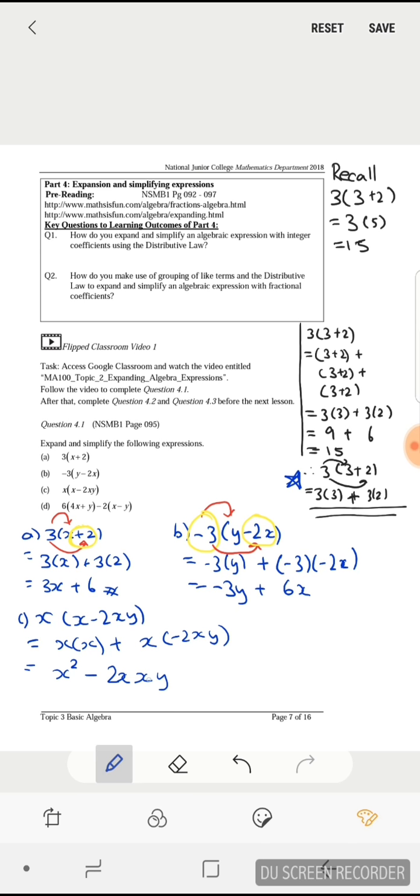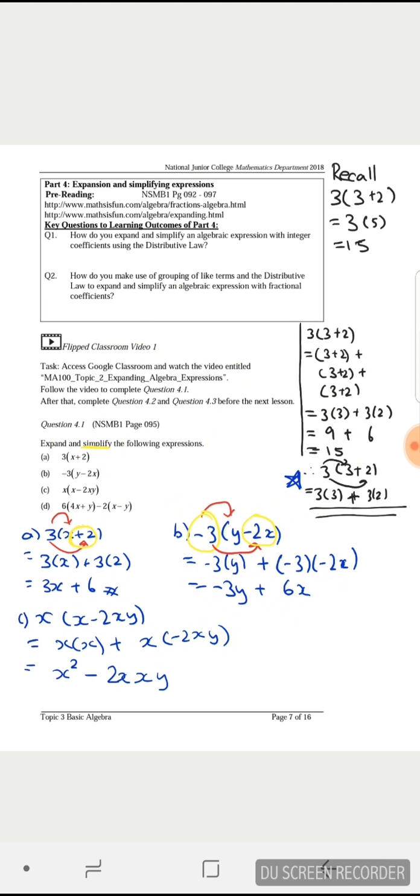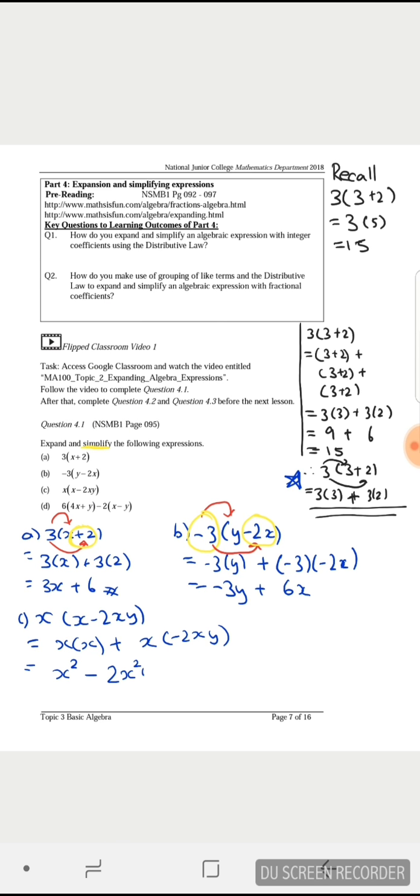Now x times x, what do you have? Yes, you have x squared, right? So you shouldn't write xxy because you're supposed to look at the question, you're supposed to simplify it. Therefore, this should not be written xxy, you must write it as x squared y.